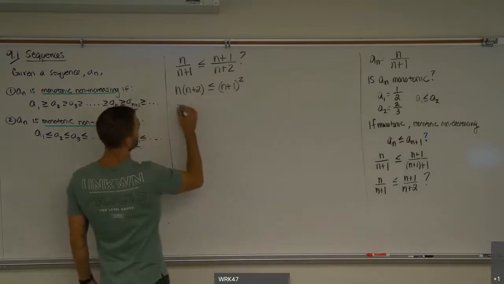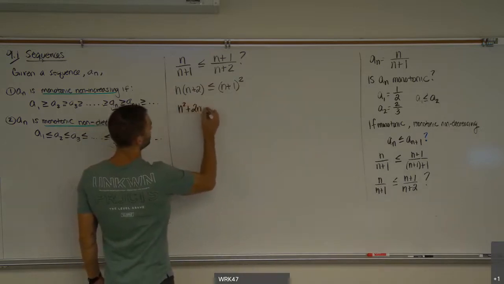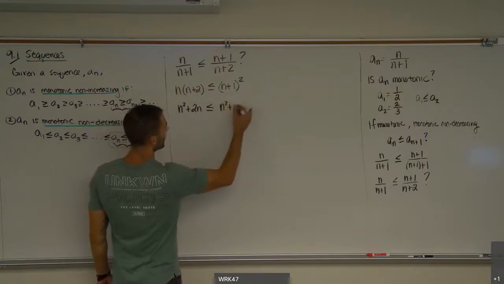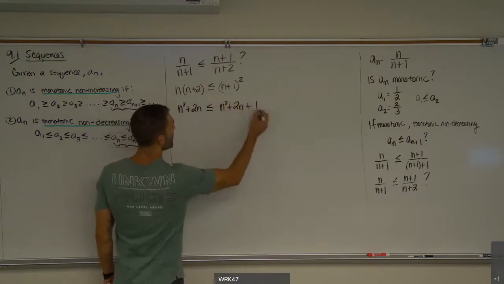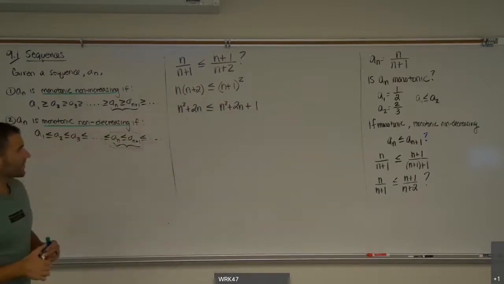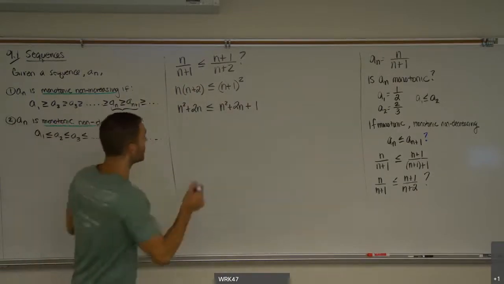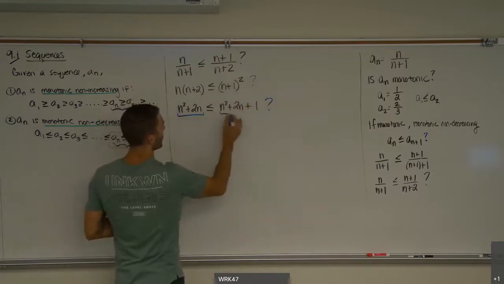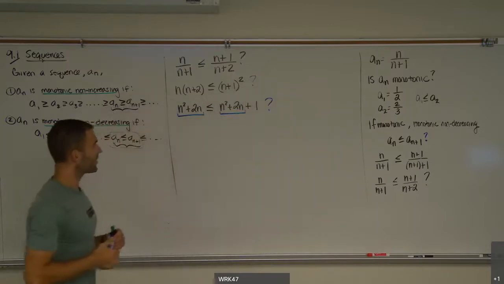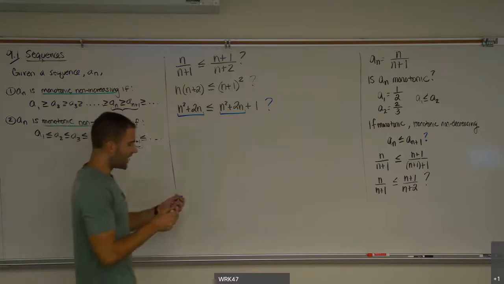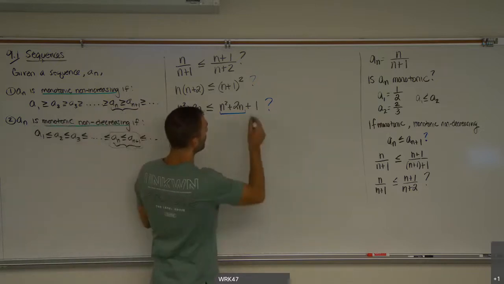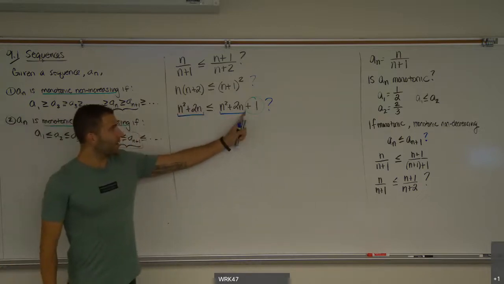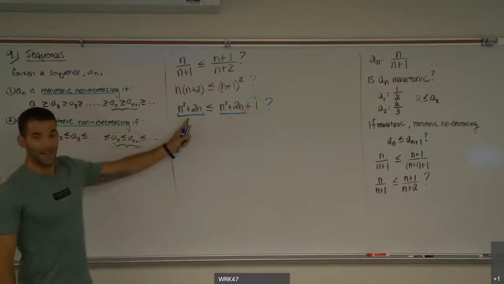All right, well, let's distribute this side. We get n squared plus 2n. Distribute this side, we get n squared plus, FOIL it out, 2n plus 1. Well, wait a minute. We need to know if this is true, right? This is a question. Look at that. On both sides, we have n squared plus 2n. And on this side, we have plus 1. So in fact, this side of the inequality is always 1 larger than this side.